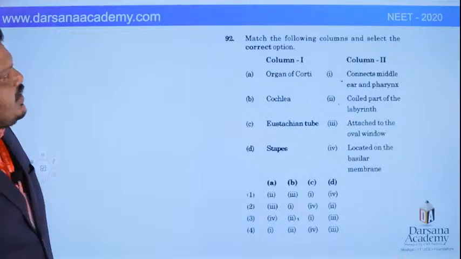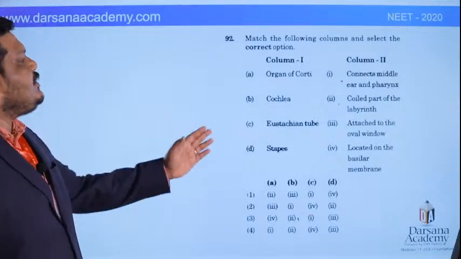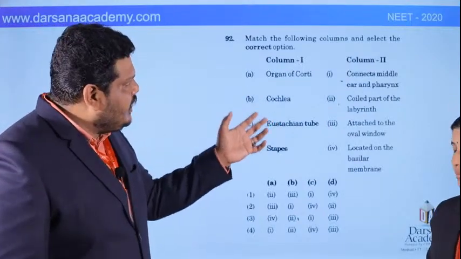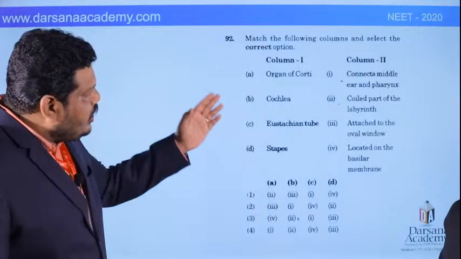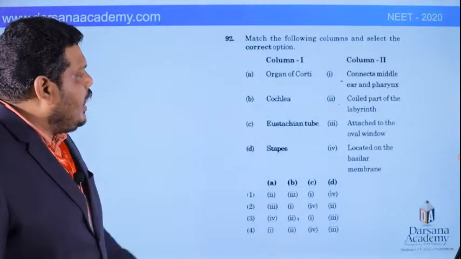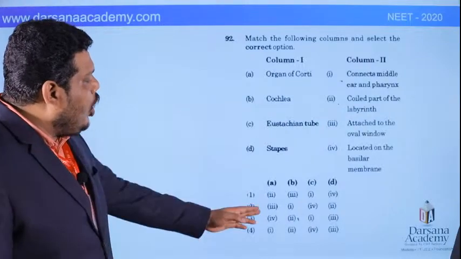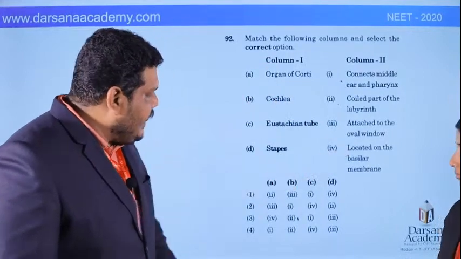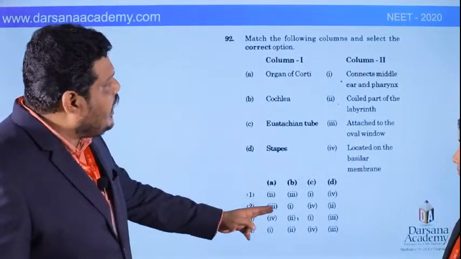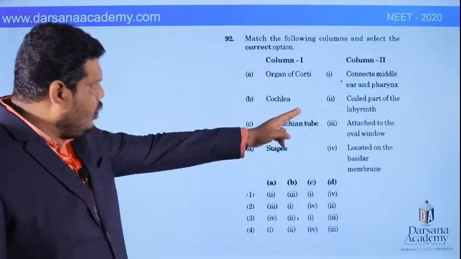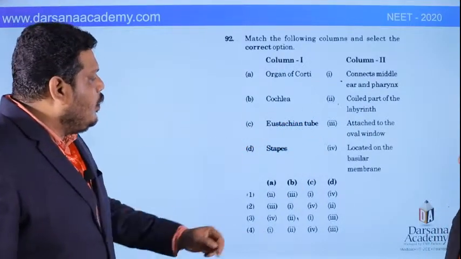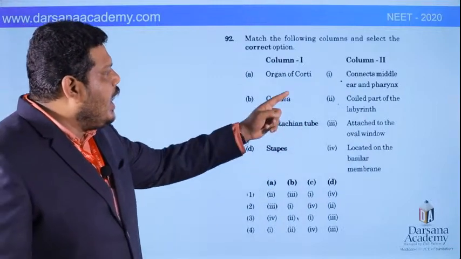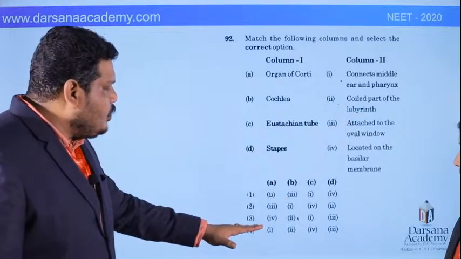This is from match the following columns and select the correct option. This is from the first year topic, the chapter related to neural control and coordination. Organ of Corti, cochlea, eustachian tube, and stapes. The correct option should be option 3. The organ of Corti is located on the basilar membrane, and the cochlea is connected with the coiled part of the labyrinth. The eustachian tube is connected with the middle ear and the pharynx, and the stapes is attached to the oval window. So the option should be 3.